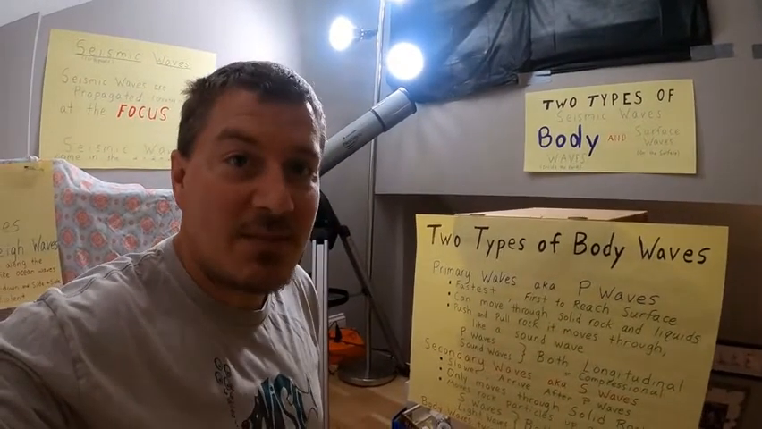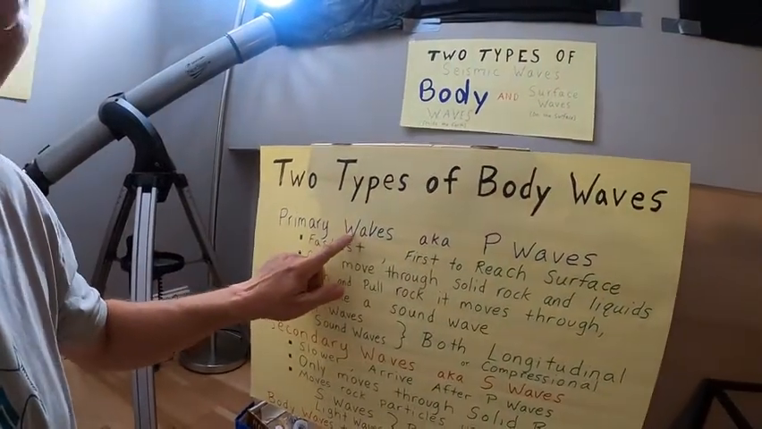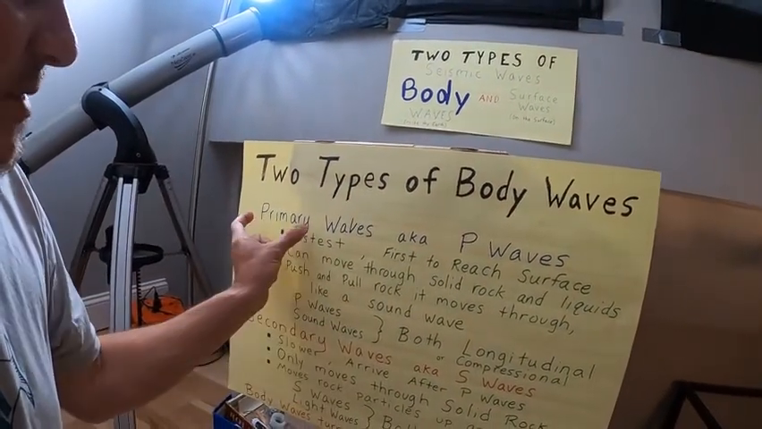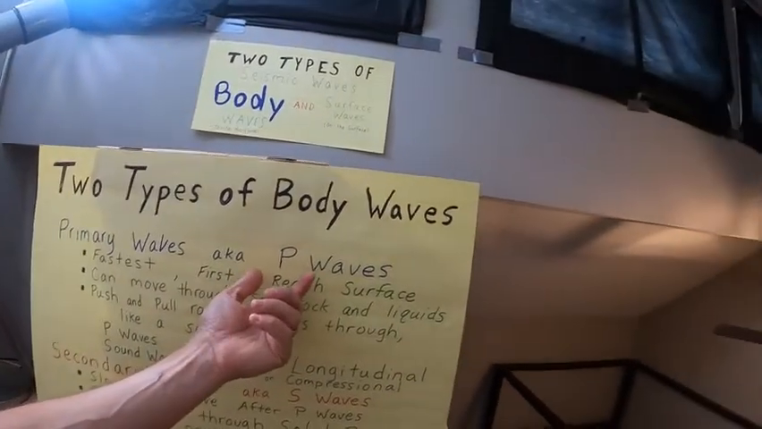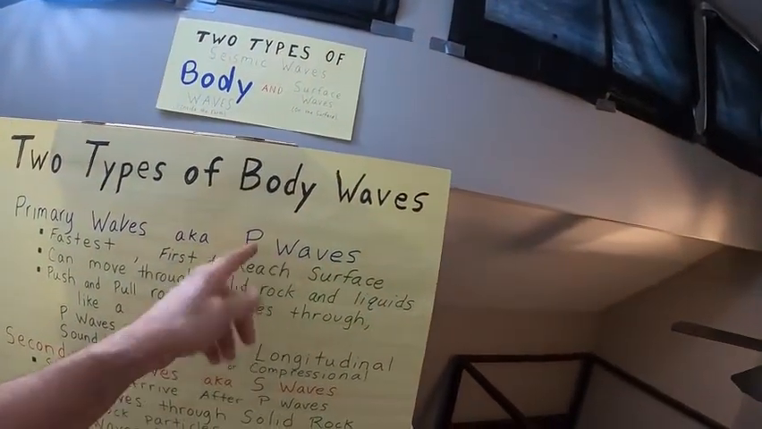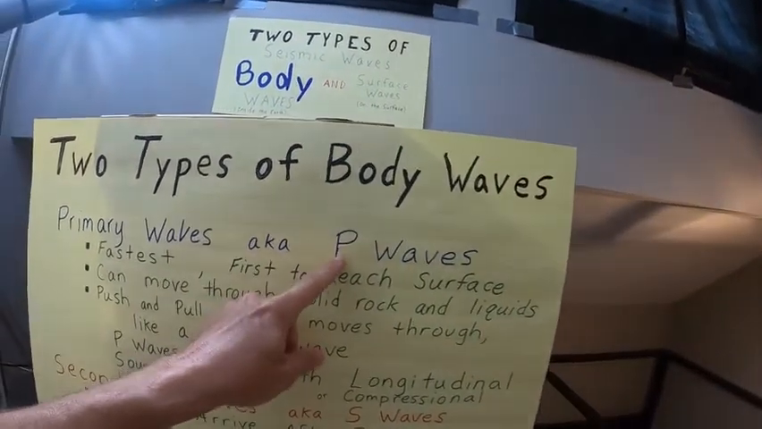So the first type of a body wave is called a primary wave. Primary wave, not that primary is a big word, but in geology, they've liked to shorten that to just call them P waves. The P stands for primary.